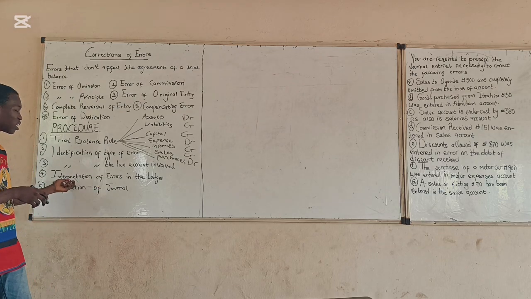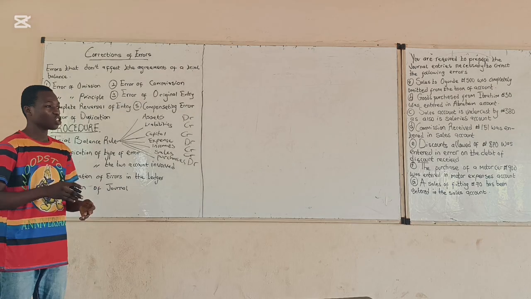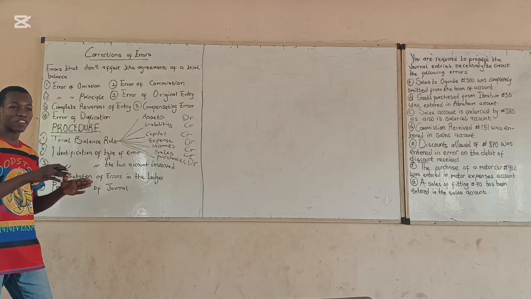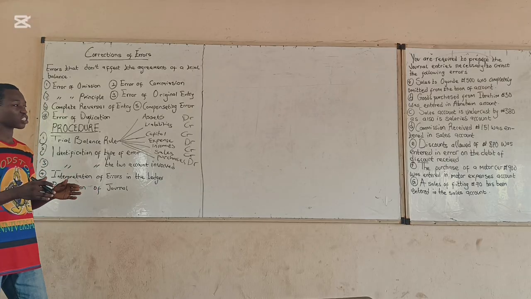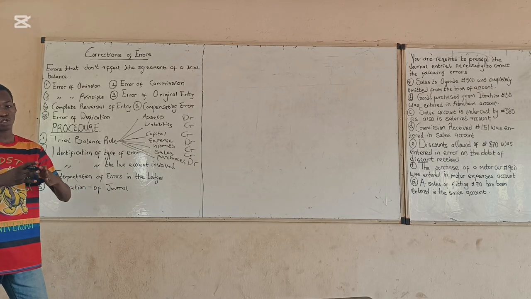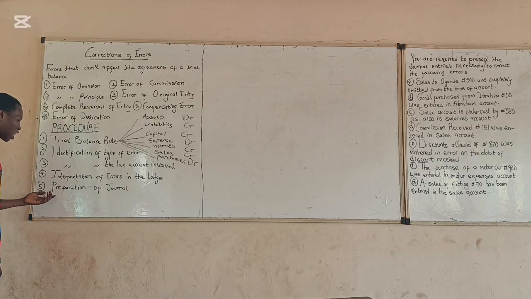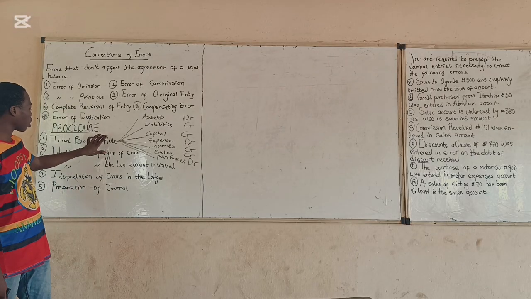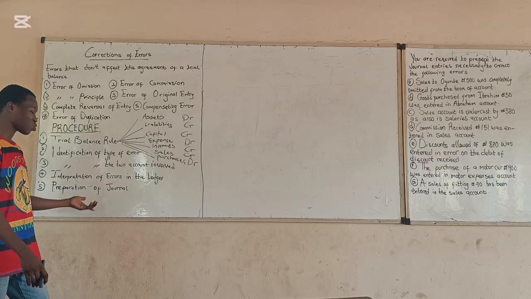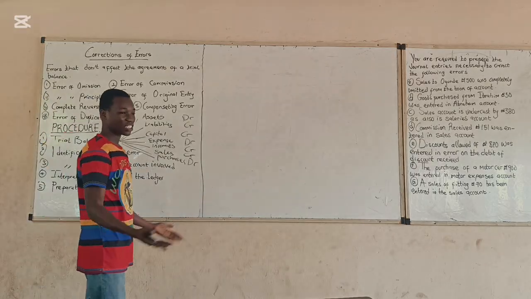Now this also is very important. You should be able to interpret it. You should be able to know what happened, which type of error occurs, and when you know it, you should now be thinking, okay, how will you solve the problem? How will you correct these errors? The last one is now the preparation of the journal. When you know all these four, the last one is very easy, right? It's just to write it down.